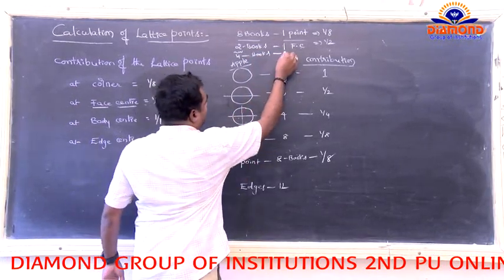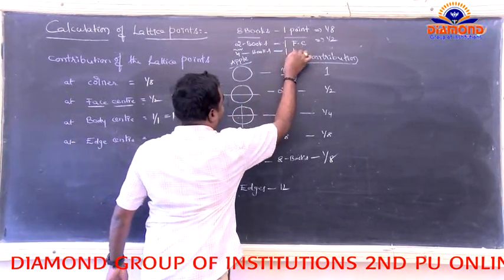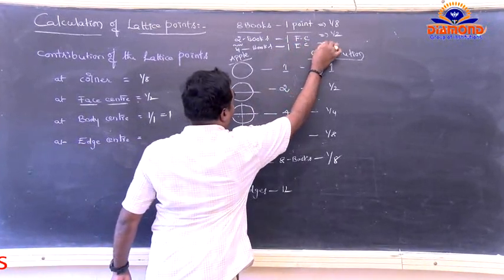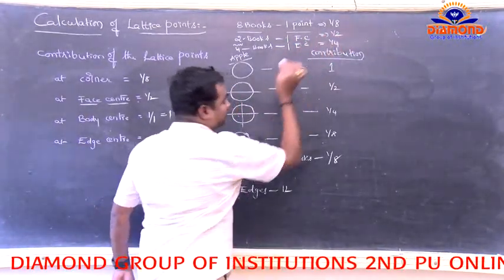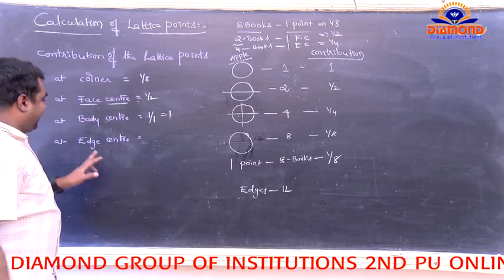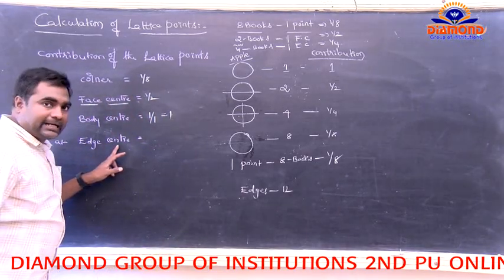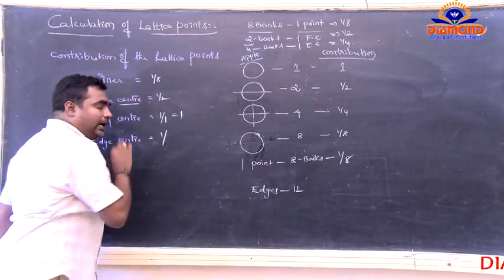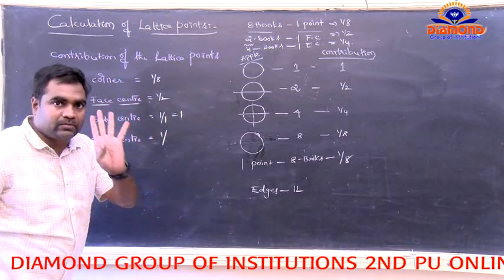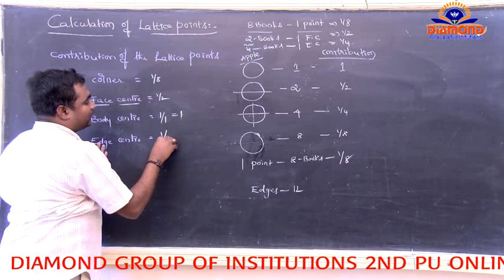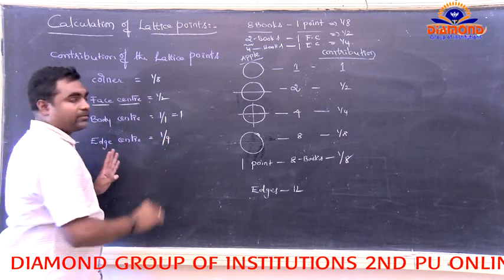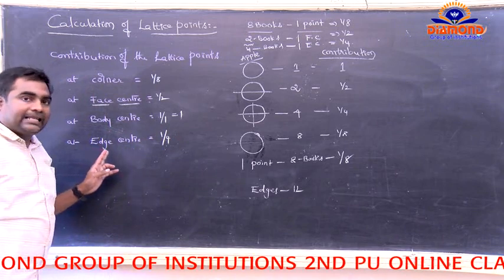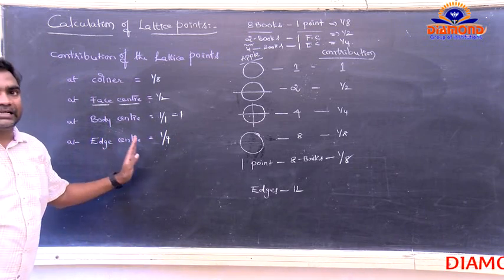So what contribution do we get at the edge center? Here at the edge center, one point is contributed by how many books? 4 books. Right. We can get 1 by 4. So the contribution of the lattice point at the edge center is 1 by 4.